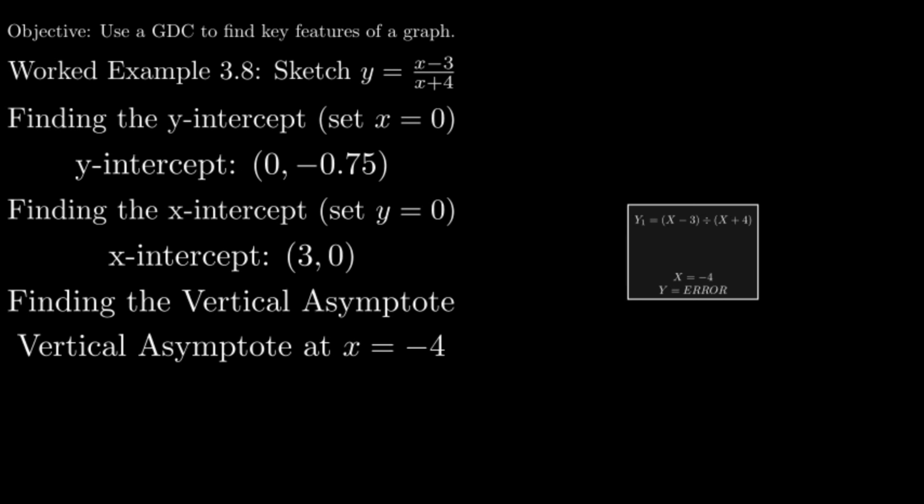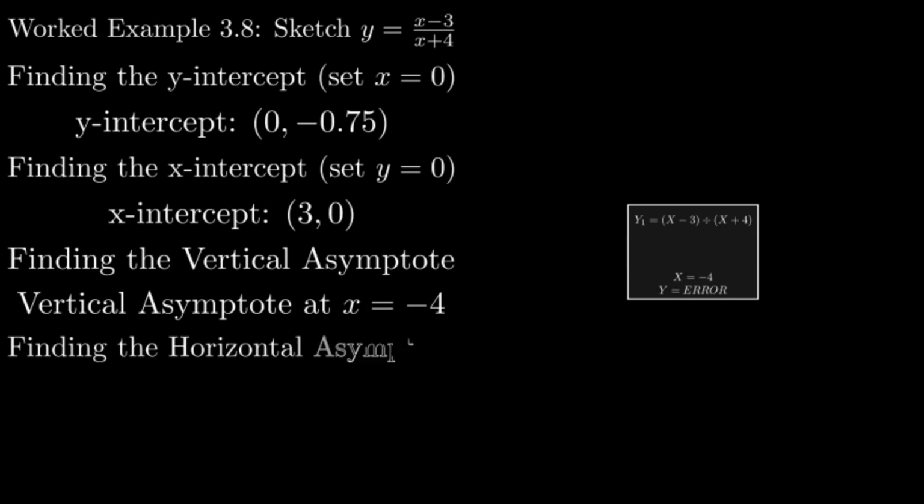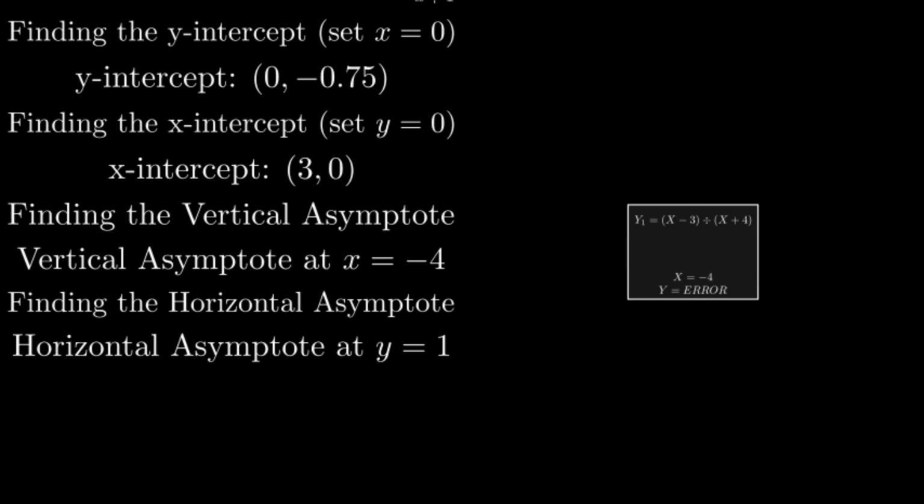Finally, the horizontal asymptote. This describes the end behavior of the graph. To find the horizontal asymptote, we can look at what happens as x gets very large, or we can use a rule for rational functions. In our function, the degree of the numerator and the denominator are both 1. When the degrees are equal, the horizontal asymptote is the ratio of the leading coefficients. Here that's 1 divided by 1, which is 1. So the horizontal asymptote is the line y equals 1.